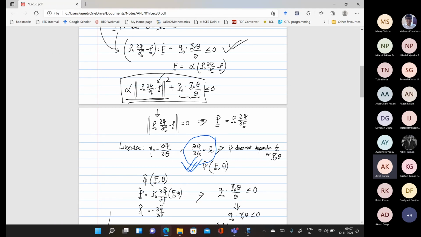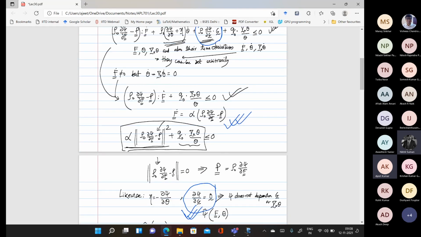Sir, here we chose that rho naught. We chose F dot equal to alpha times rho naught into del psi by del F minus p, and the other two time derivatives as 0. And we derived the expression for p. But we chose a particular thing and derived p. Is it valid everywhere? It is valid everywhere.